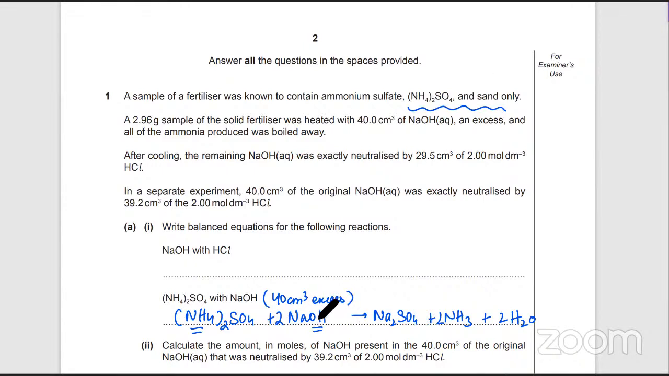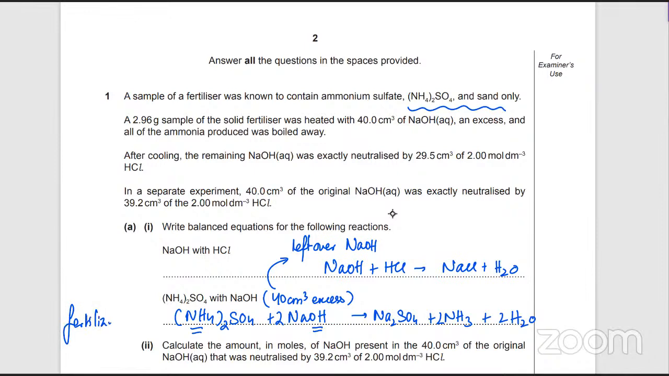So excess, so that means a lot of it is not used. After cooling, the remaining NaOH was neutralized by HCl. So this remaining NaOH, which is leftover NaOH, is reacted with HCl and it forms NaCl plus H2O. So this is the whole scheme of the reaction.